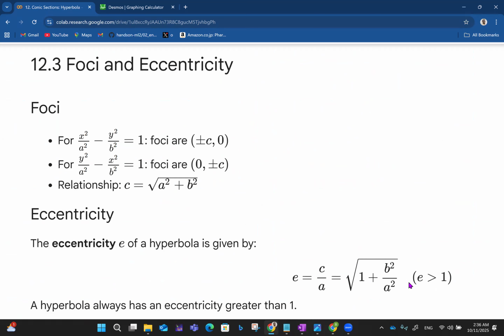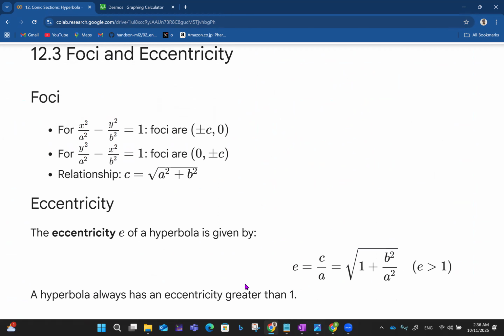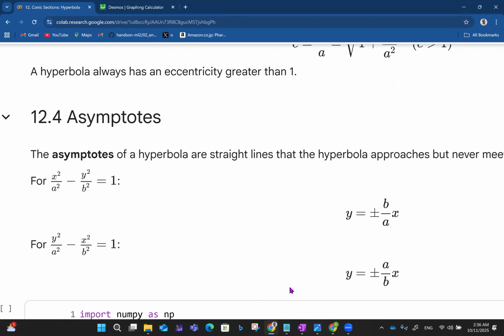And that's why we have this. And then, of course, the E has got to be greater than 1. In the case of ellipse, the E is between 0 and 1. But for hyperbola, that's why it's hyper. For a hyperbola, the eccentricity E is greater than 1. So a hyperbola always has an eccentricity greater than 1. So that's why it's a hyperbola.